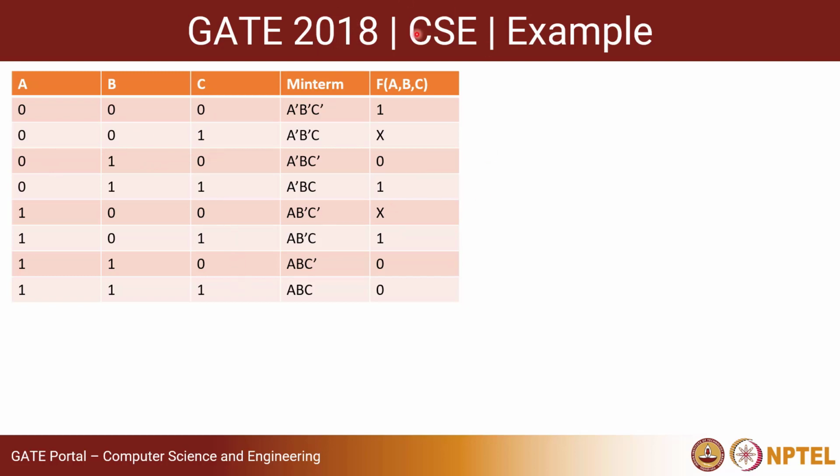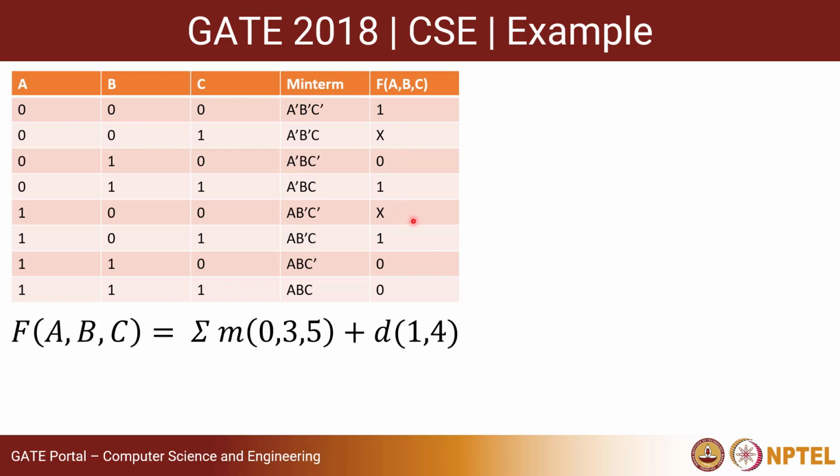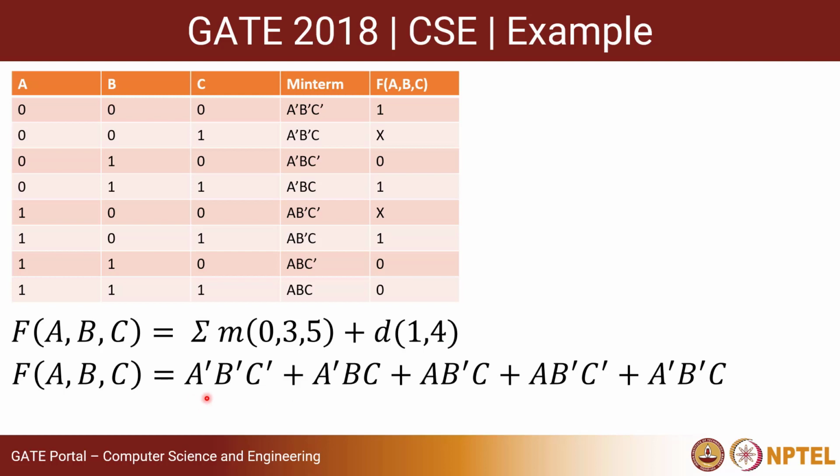Now let us say we are given this function f, which has min terms 0, 3, and 5, and it has two don't care terms. Don't care terms are denoted by these crosses, 1 and 4. So the Boolean function is written like this, and we can write the Boolean expression as the summation of the min terms 0, 3, 5 and don't care terms 1, 4. We write the don't care terms so that they help us in minimizing the Boolean expression.